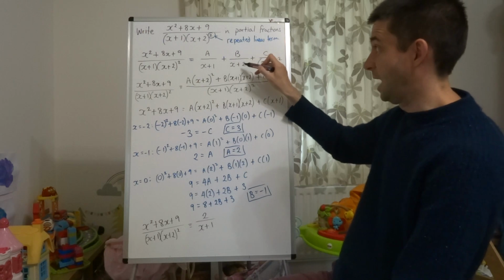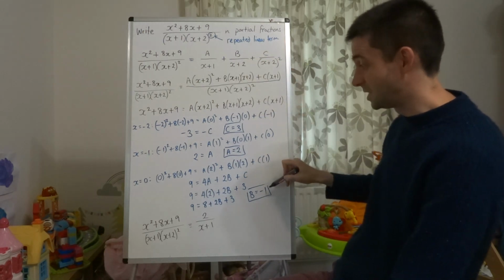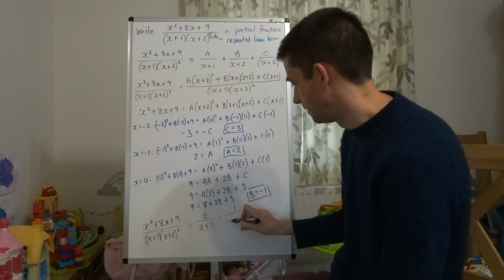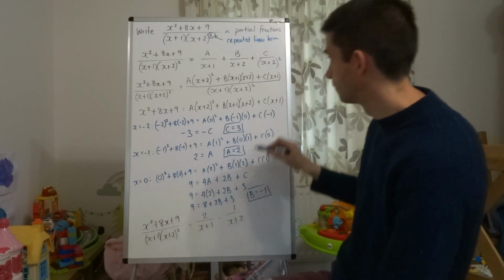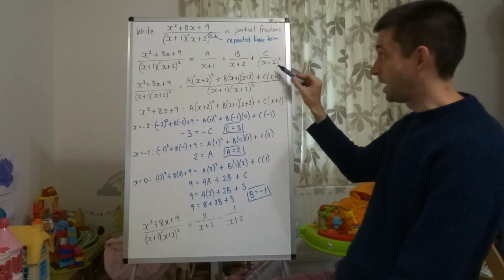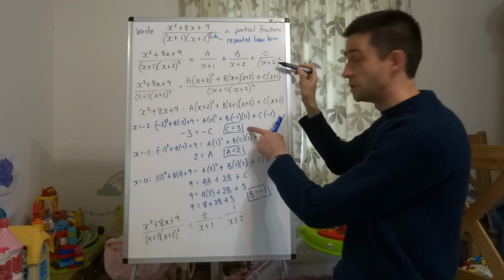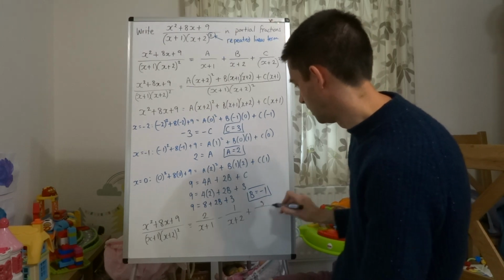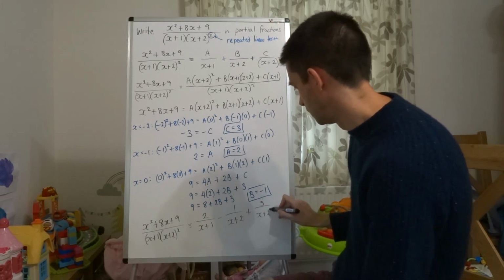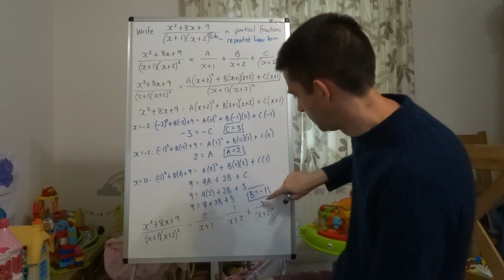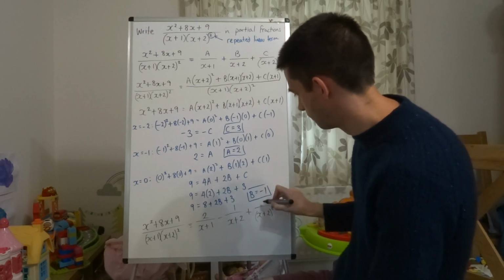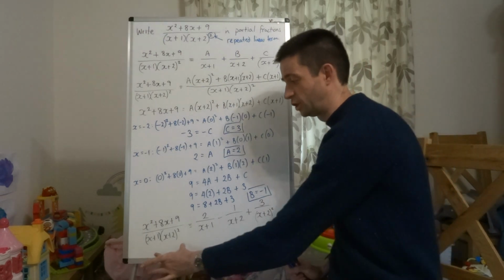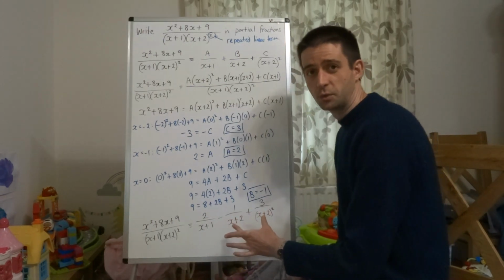Plus b over x plus 2. So b is negative 1. So I'm going to put a minus here: 1 over x plus 2. Plus c over x plus 2 squared. I know that c is 3. So plus 3 over x plus 2 all squared. Let's make that look a little bit more like a 3. There we go. And that is that expression separated into 3 partial fractions.